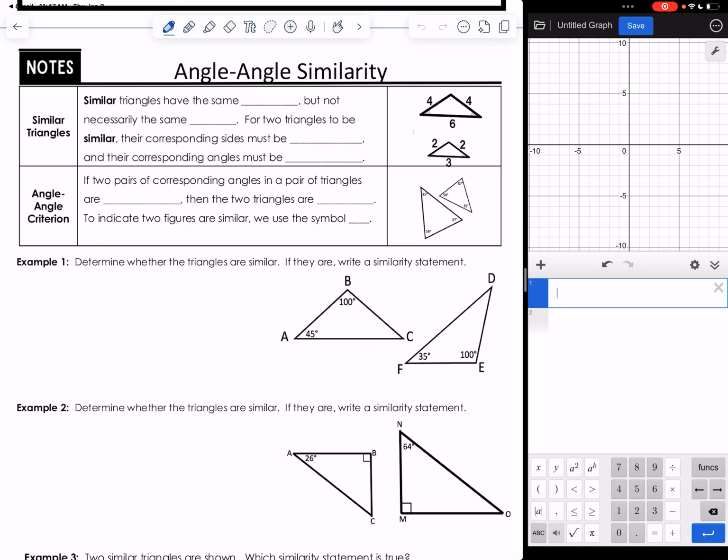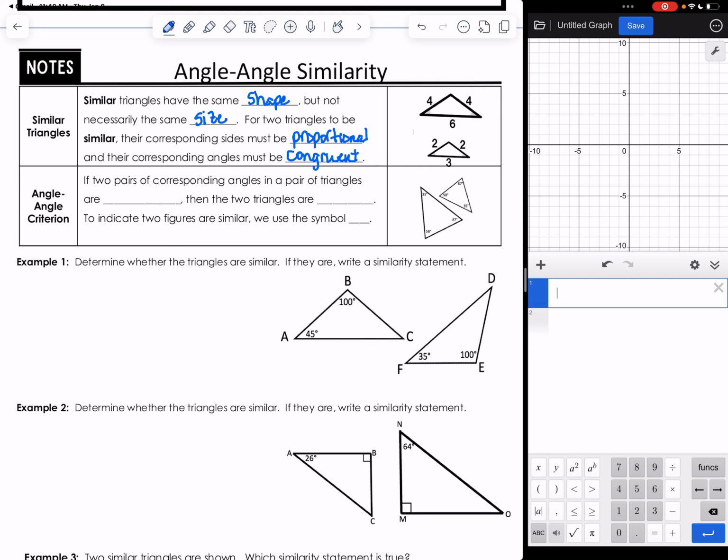In today's lesson, we will be exploring angle-angle similarity. Before we do, let's review a little bit about similar triangles. Now, similar triangles will have the same shape, but not necessarily the same size. For two triangles to be similar, their corresponding sides must be proportional, and their corresponding angles must be congruent.